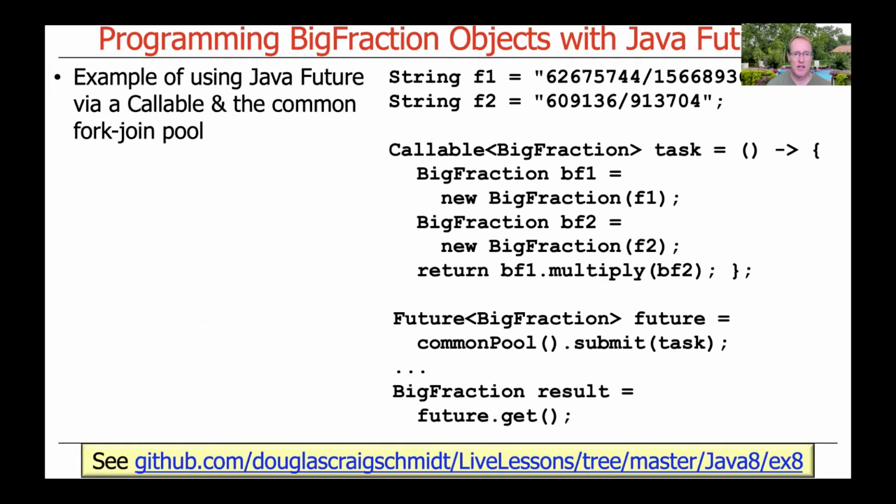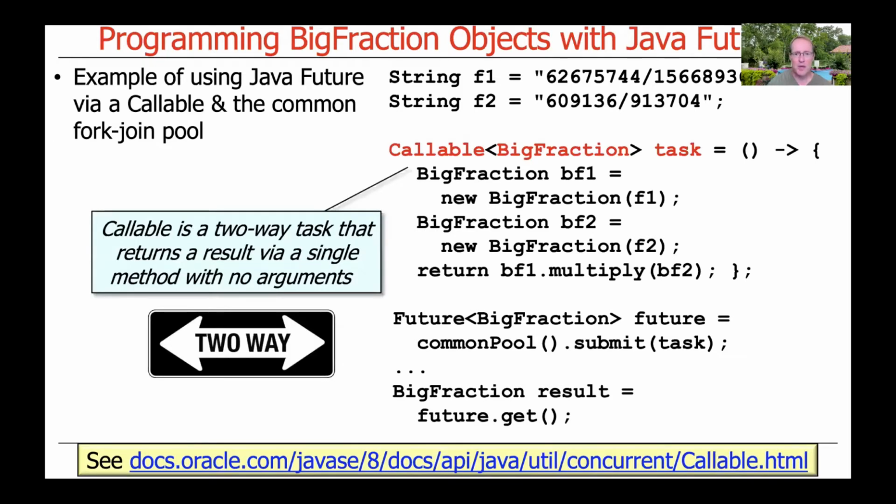So let's take a look at how we can use Java futures to do big fraction arithmetic. And we're going to do this by using a callable, which we talked about before, and the common fork join pool. And you can see down here, this is part of my EX8 folder in my GitHub repository. So we start out with some big numbers.